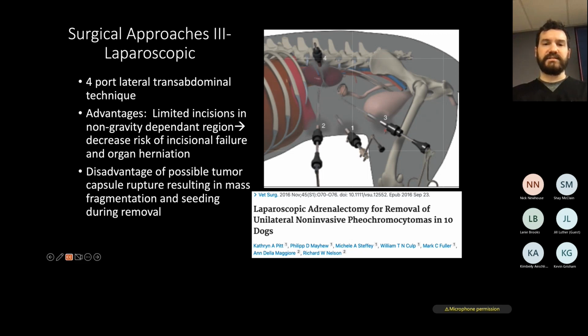In Dr. Pitt's study, so here, 9 out of 10 dogs, they were able to remove the adrenal gland without a need for conversion. They only converted for 1 case. So pretty good.